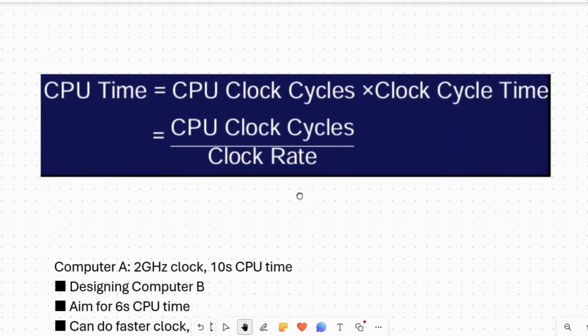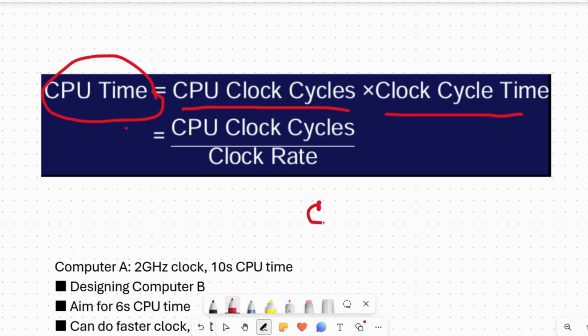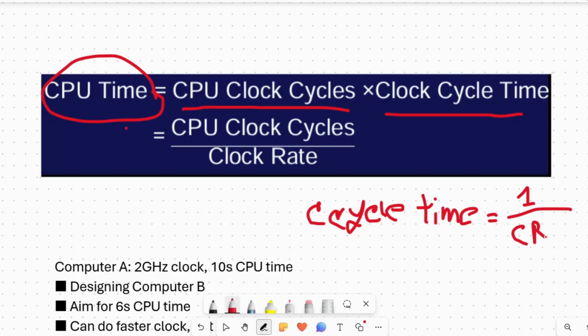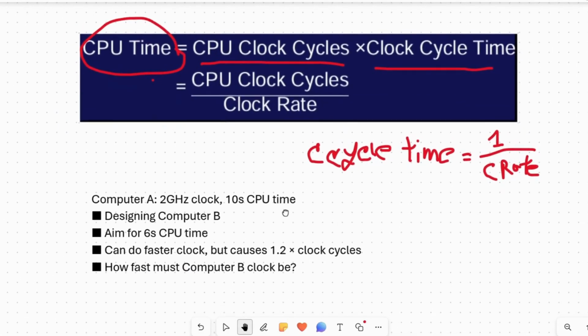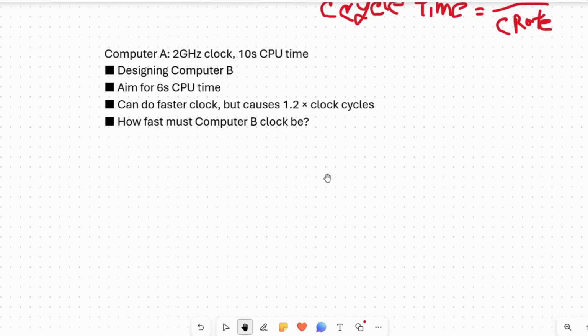So this is the formula for calculating CPU time. CPU time is equal to CPU clock cycles times clock cycle time, or CPU time is equal to CPU clock cycles divided by clock rate, because clock cycle time is equal to 1 by clock rate. So once you know the formula, let's solve a problem. You can clear your understanding by solving the problem.